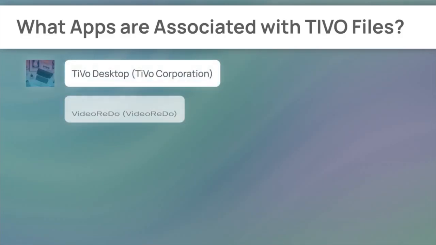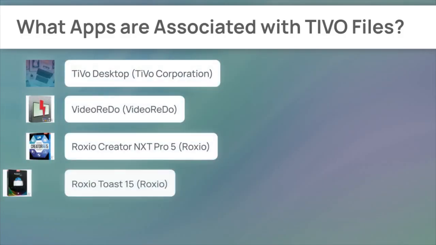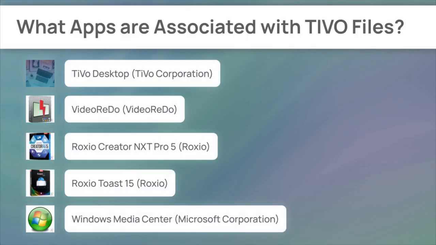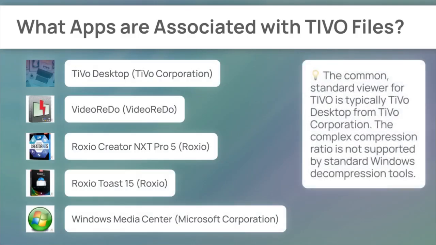TiVo Desktop is the standard set by TiVo Corporation for accessing the TIVO format. Full file access relies on specialized software that can rebuild the file's index. Windows can show video previews, but trimming or production work needs proper editing software.